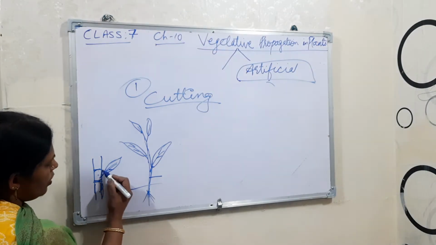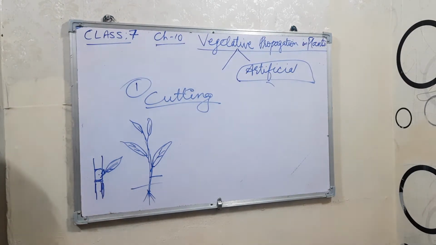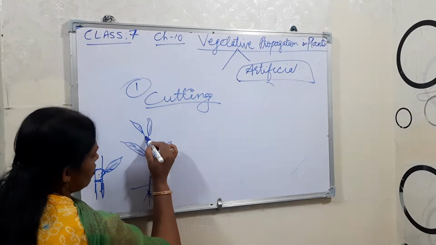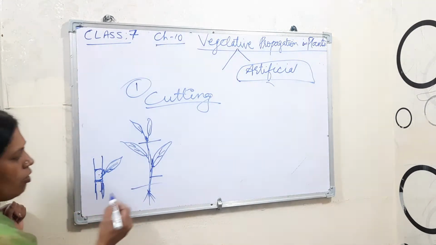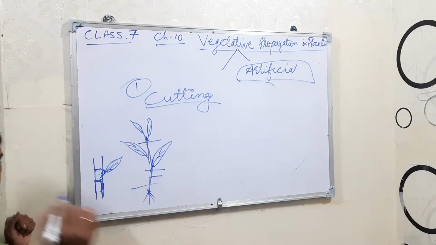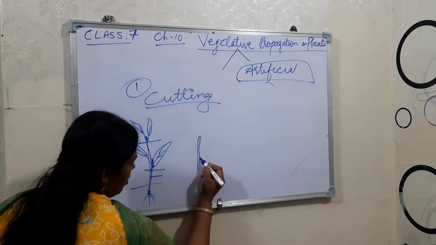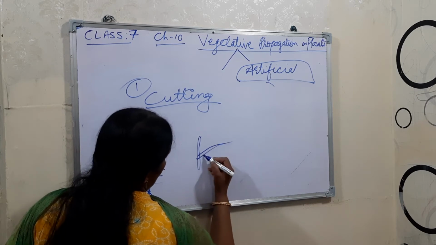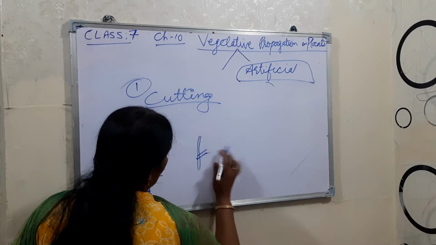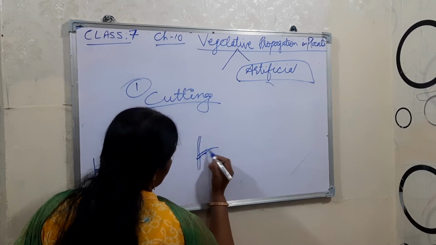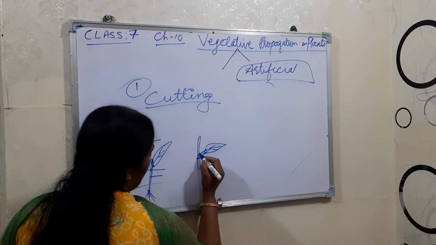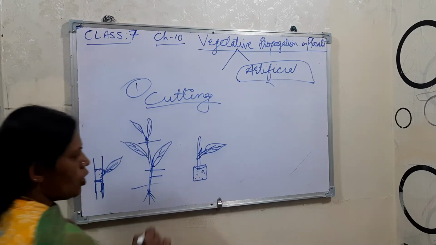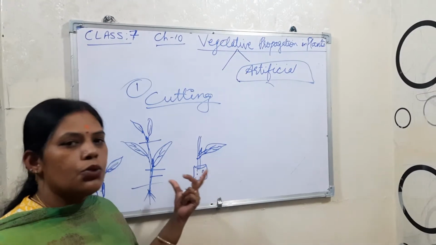On this node portion, you can see small buds also along with the leaf. From that portion you have to cut. If it is from here, then this portion you must cut, or if it is from here, then that portion you must cut. And then insert it in an earthen pot, and that will grow into a new plant when it gets the proper soil, moisture, and nutrients.